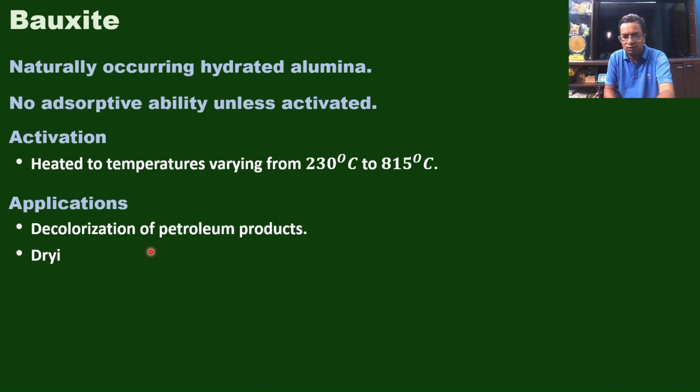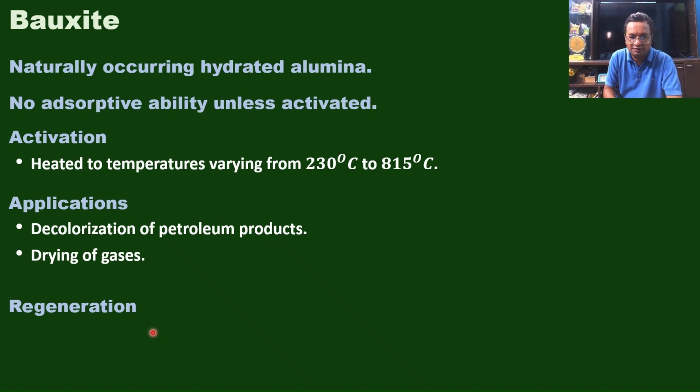decolorizing of petroleum products. Then you can use it for drying of gases. Major applications for bauxite: decolorization of petroleum products, drying of gases. You can regenerate it after use. In order to reuse it, you can regenerate it. And how are you going to do that? The regeneration is carried out by heating it. So that is a little information about bauxite, one of the adsorbents.